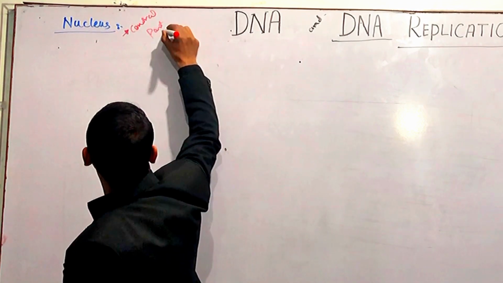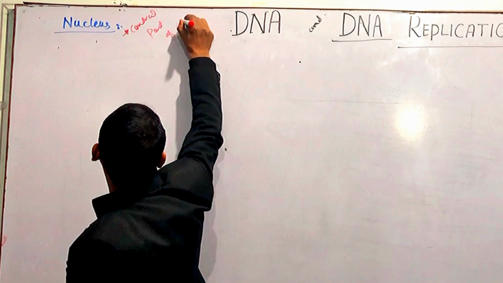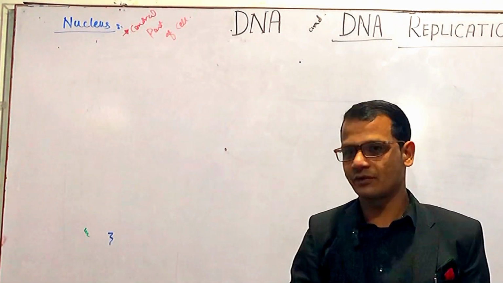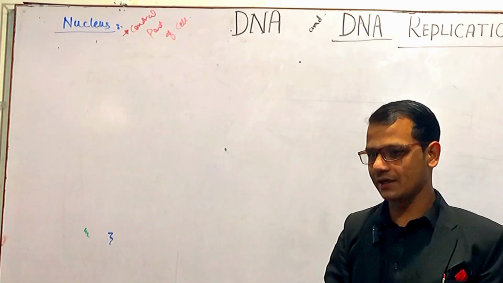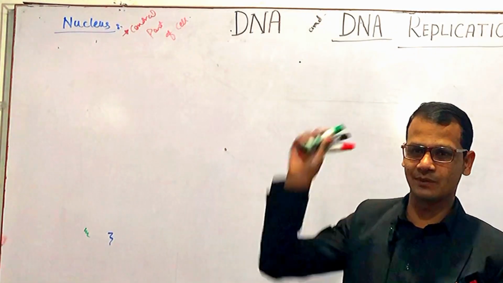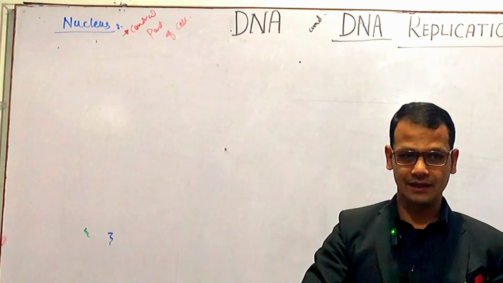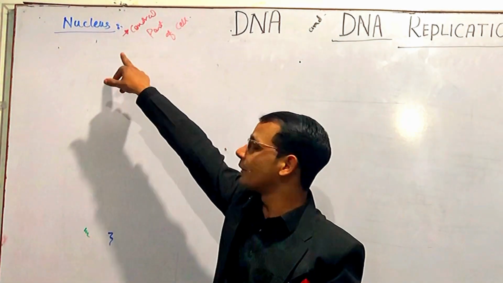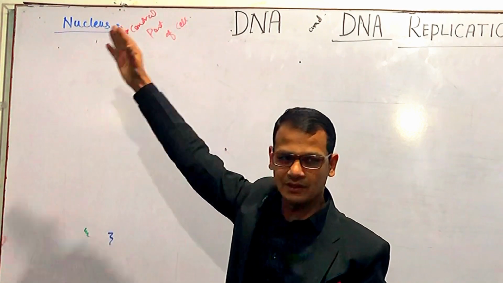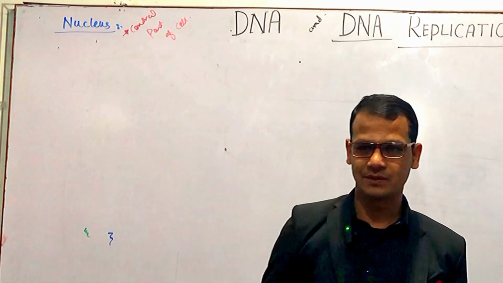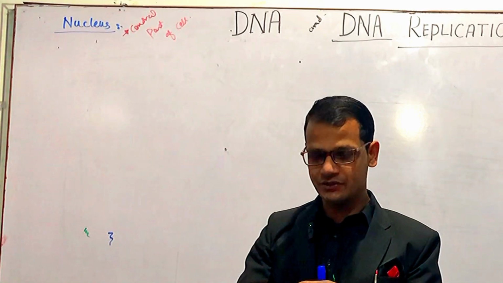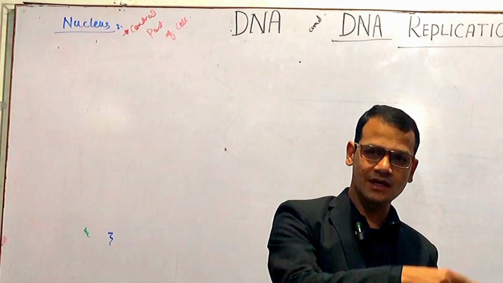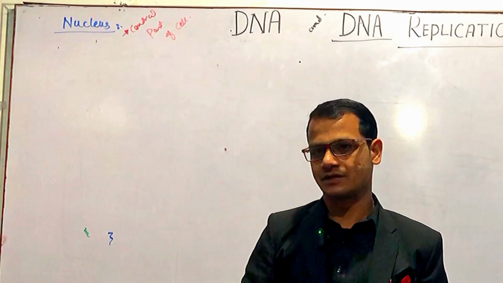This is the capital of the cell. Like all the activities of our government in Pakistan are controlled from Islamabad, which is the capital, like that, all the activities in the cell are controlled by the nucleus, which is the capital of the cell, the central part of the cell. And why is the nucleus responsible for this controlling? Because DNA is present in the nucleus.